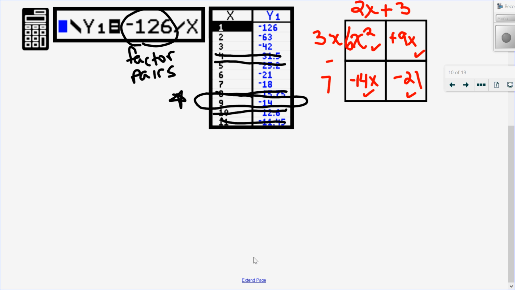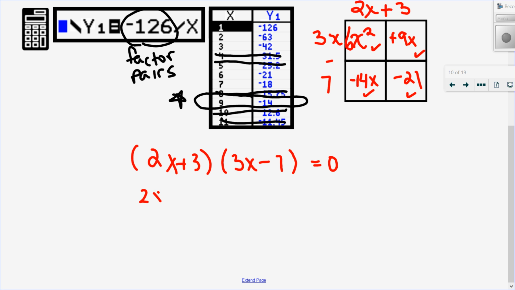So my factors are the length and the width: 2x plus 6 multiplied by 3x minus 7. So geometrically, really when you factor, you're just finding the length and the width given the area of the rectangle. So I've set each factor equal to 0. And again, do whichever method you feel most comfortable with.